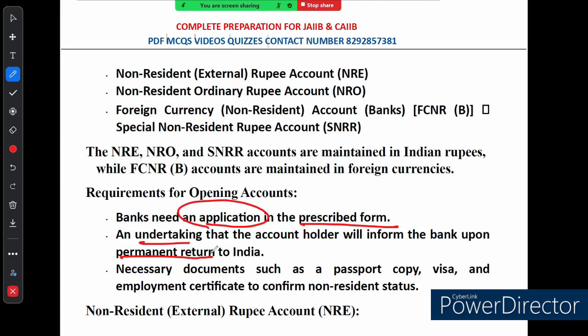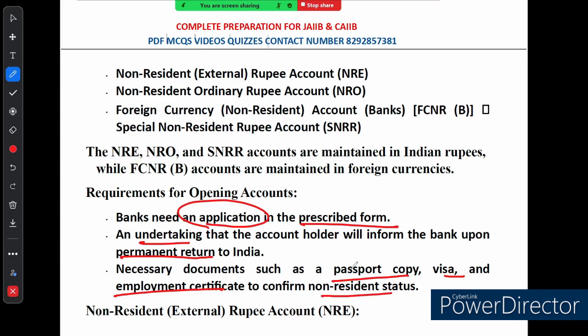So the first thing is you need an application in the prescribed form. The second thing is the undertaking for permanent return, and the third thing is the necessary documents. Lastly, you will need to provide some essential documents to confirm your non-resident status. This includes a copy of your passport, a valid visa, an employment certificate, or any other document that proves your current non-resident status. These are the requirements.